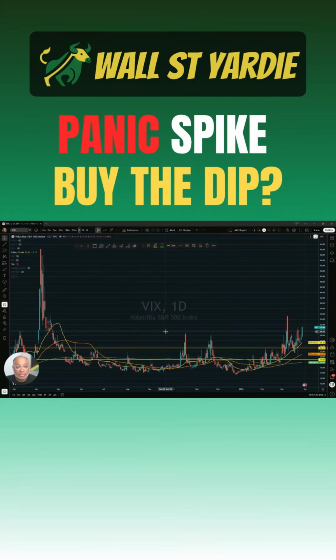All right, first chart we're going to take a look at here is the VIX. The VIX is the volatility index, S&P 500 index. What this one measures is the fear in the market. How much fear is there in the market? As this thing goes up, there's more fear in the market.